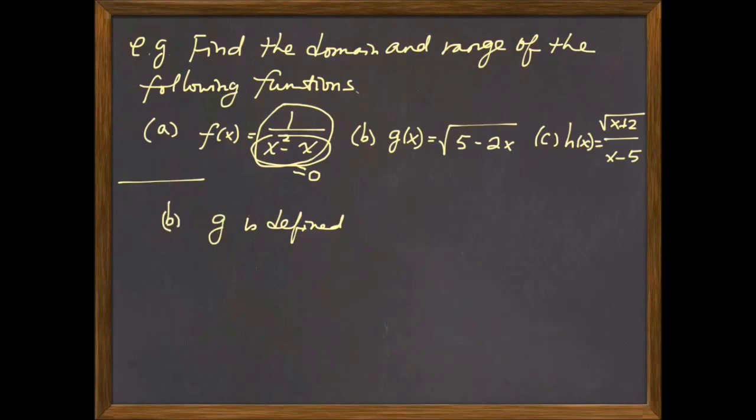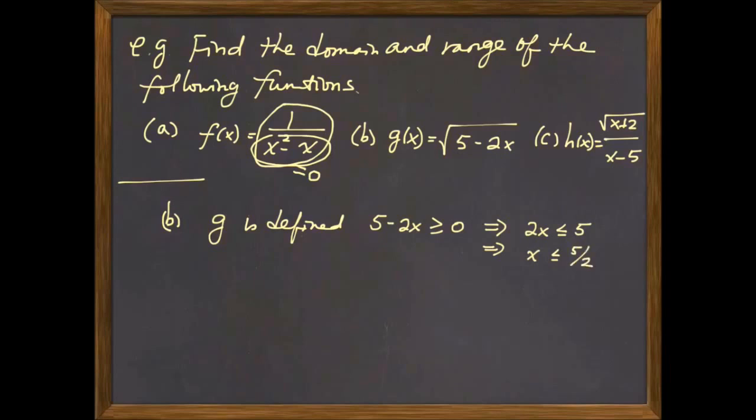Alright, now on to part B. We'll do similar things. We ask ourselves the question, when is this thing undefined? Oh, this is a radical function. We know that a square root function is undefined when the radicand, or the thing underneath the radical sign, is negative. So we can say that g is defined as long as the quantity 5 minus 2x is greater than or equal to 0. Well, this is equivalent to saying that 2x is less than or equal to 5, or x is less than or equal to 5 over 2.